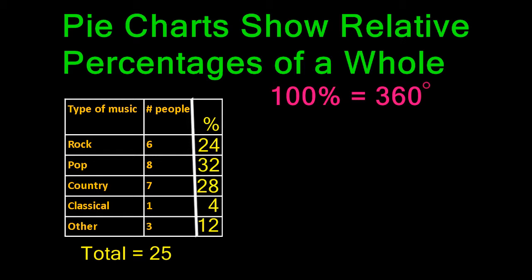In order to calculate how large the rock slice should be, we need to take 24% of 360 degrees. So we'll take 360 times 0.24, and that gives us 86 degrees. Now we know that when we create our pie chart, the angle representing the slice of rock music should be 86 degrees.